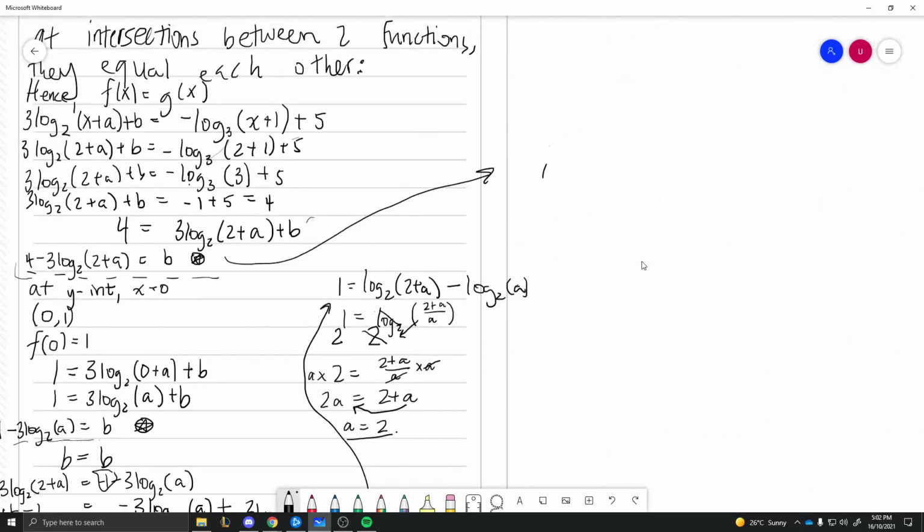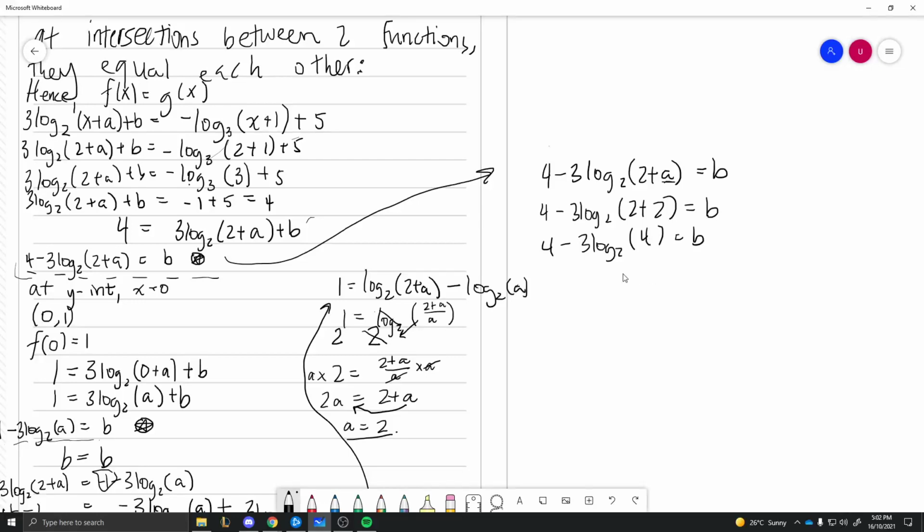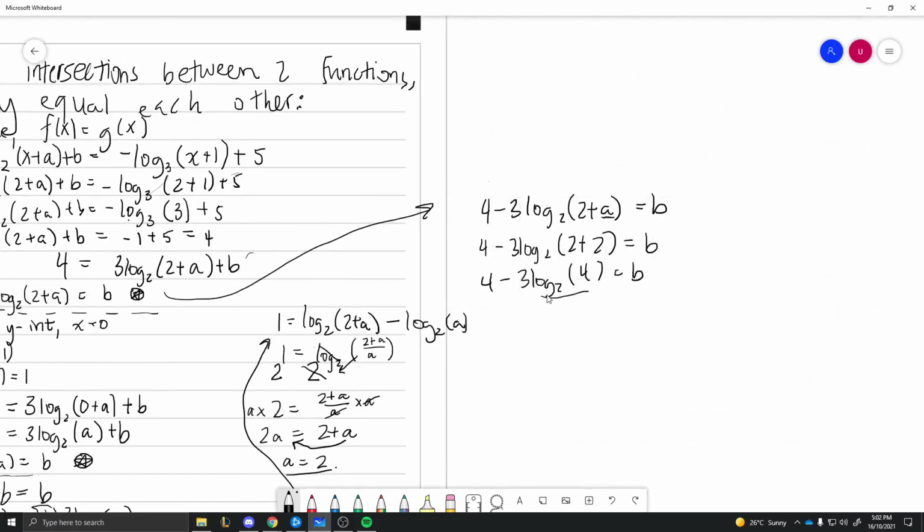So we can go 4 minus 3 log 2, 2 plus a is equal to b, so this is the function. But then we can sub 2 in as a. 4 minus 3 log base 2, 2 plus 2, equals b. 4 minus 3 log base 2, simplify it, so 4 equals b. Now, with this, log base 2 of 4 is going to equal 2, because if we put this into index form, you have your log base 2, so 2, and when you raise this to the power of your answer, it equals this, so 4.